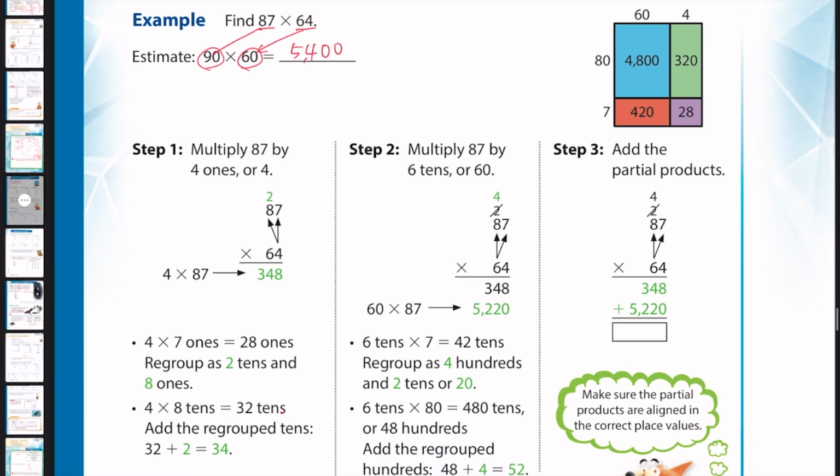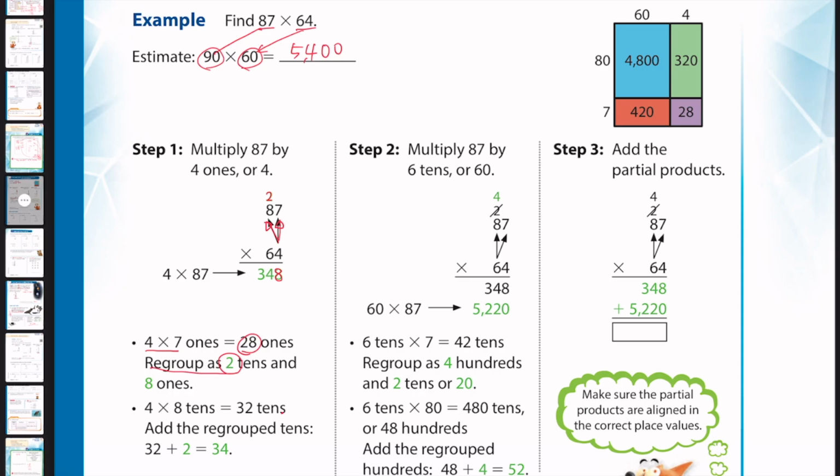Step 1. Multiply 87 by 4 ones or 4. This is regrouping strategy. Remember, regrouping strategy is going backward than W strategy, which is partial products. Okay, so we are going to multiply ones digit and then move on to tens digit, which is here at the bottom. 4 times 7 ones are going to be 28. And you need to regroup as 2 tens and 8 ones. So you need to write down 8 at the bottom and carry 2 up there.